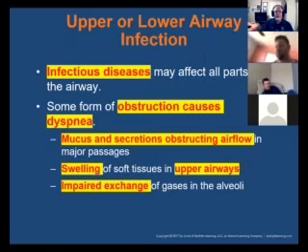Upper and lower airway infections. Infectious diseases not only affect the entire body, but they can also infect and create problems in all parts of the airway.